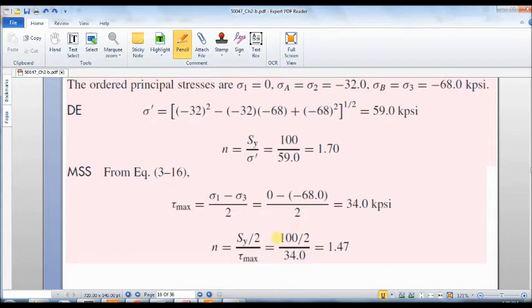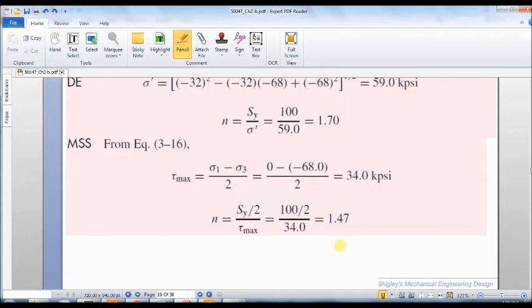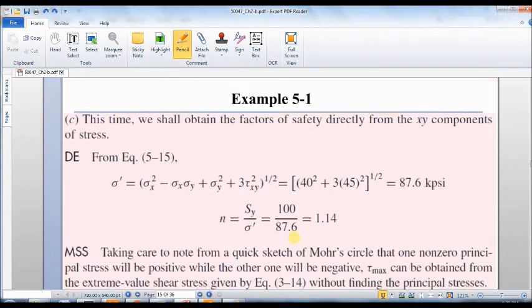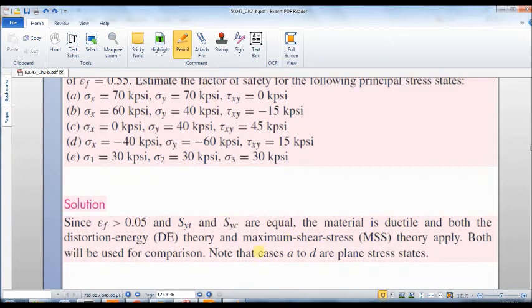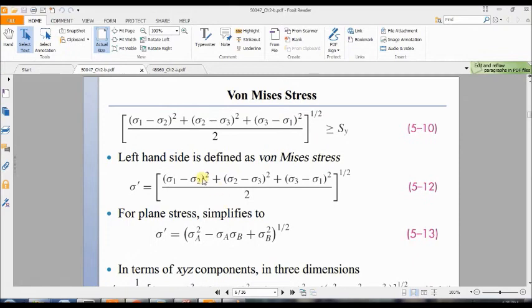Again, this is the maximum shear stress at the yielding point divided by the maximum shear stress of this state of stress, and the safety factor is 1.47. In part D, I think the last one, three principal stresses are given. When we have three principal stresses, we can use this equation to find the effective stress.